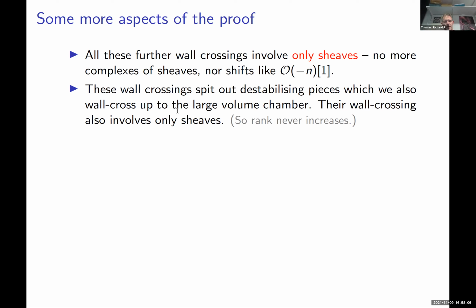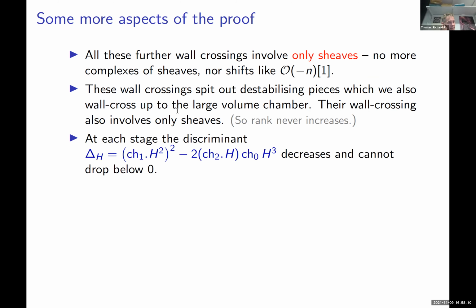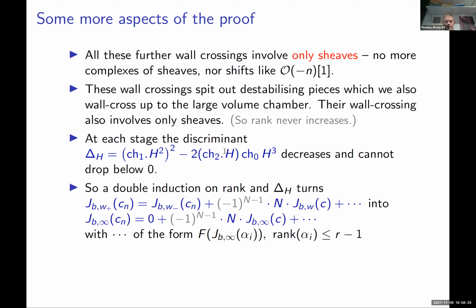And that does happen. So we need a bit more control in that case. And that's given by the discriminant. So the discriminant's this topological quantity here. And this always decreases. Whenever you have a semi-stable thing splitting into pieces, the discriminant of the pieces is always strictly less than the discriminant of the original thing. And it can't drop below 0. That's a Bogomolov type inequality again.